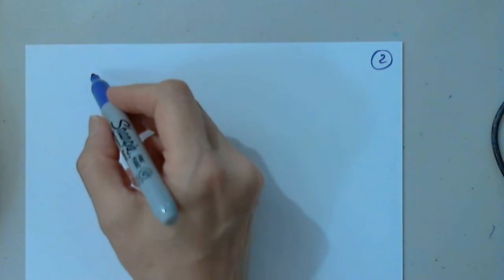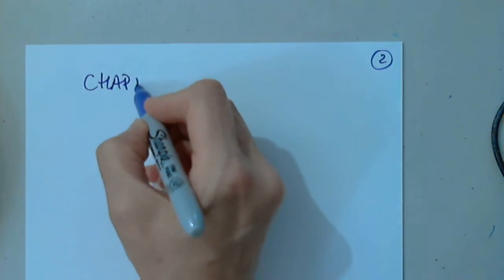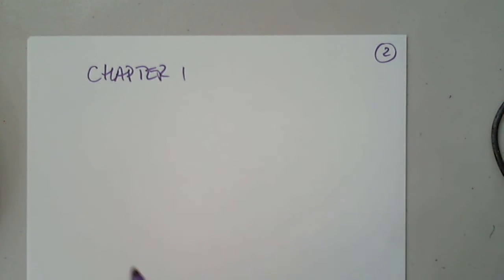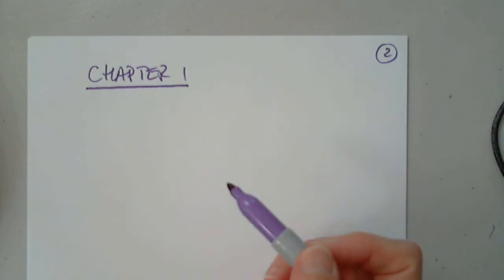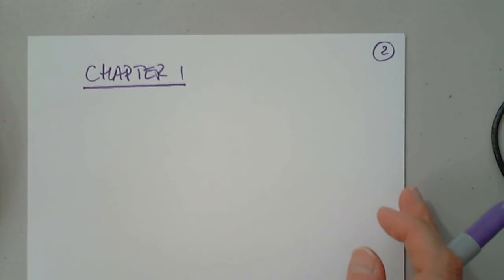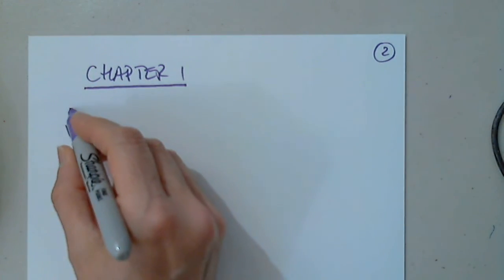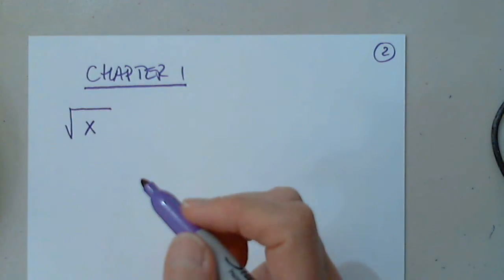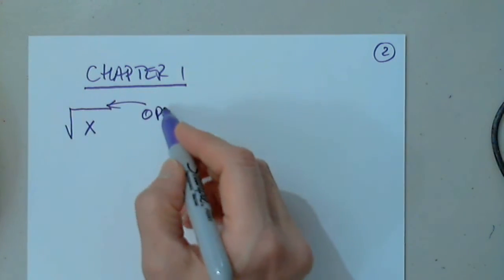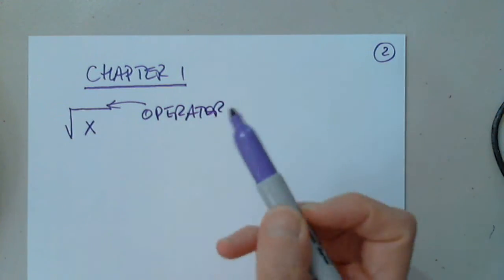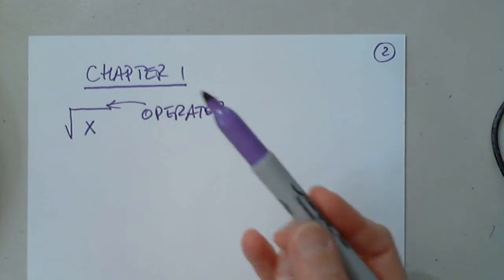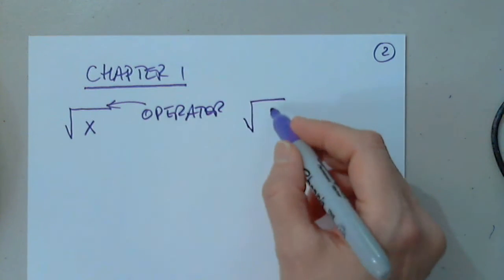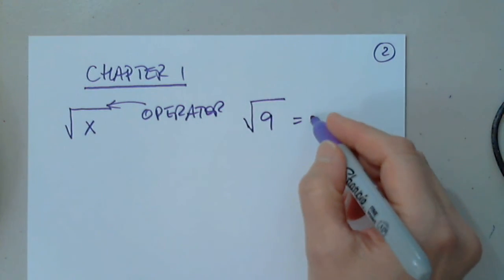Good. So we're going to talk about now chapter 1. And as we wrote the title last time, it deals with a lot of things. So let's start slowly. So last time I started, and I'll start again in the same way. If I have the square root of x, this is called an operator. It does something to x. What does it do? For example, if x is 9, it takes the square root, and the answer is 3.